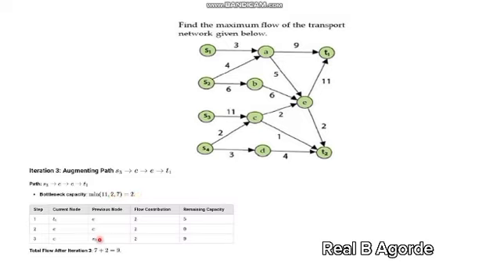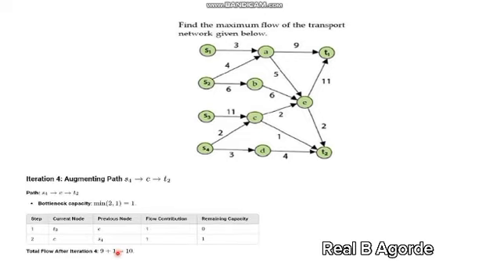So node source 3 to node C, 2 units used, so 9 remaining. Node C to node E, 2 units used, so 0 remaining. Node E to sync 1, 2 units used, so 5 remaining. So the total flow increases to 9.